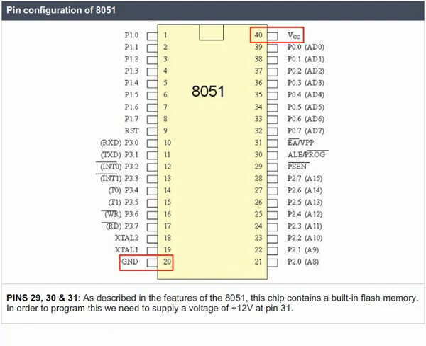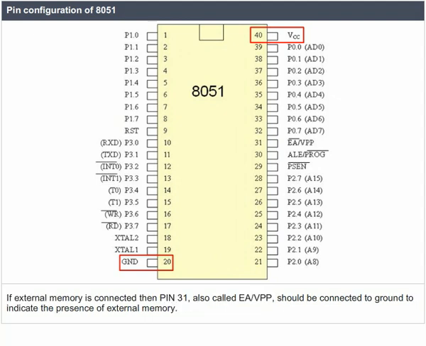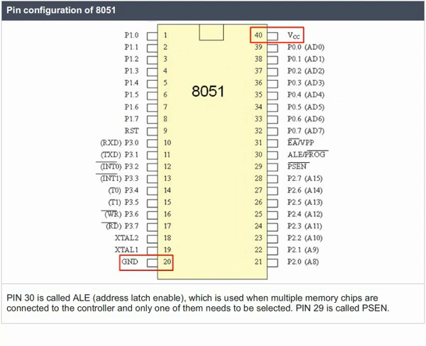Pins 29, 30 and 31. As described in the features of the 8051, this chip contains a built-in flash memory. In order to program this, we need to supply a voltage of plus 12 volt at pin 31. If external memory is connected, then pin 31, also called EA or VPP, should be connected to ground to indicate the presence of external memory. Pin 30 is called ALE, Address Latch Enabled, which is used when multiple memory chips are connected to the controller and only one of them needs to be selected.